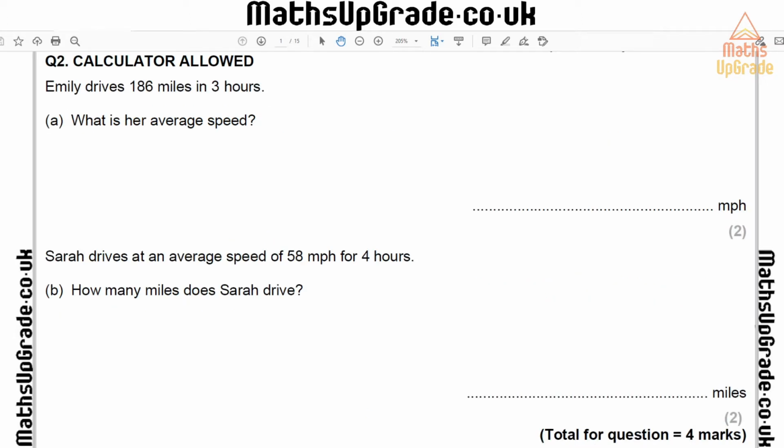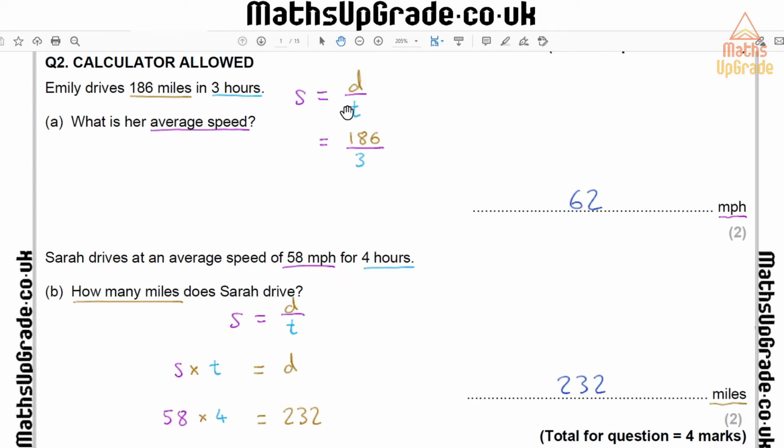Question 2. Emily drives 186 miles in 3 hours. What is her average speed? I've got to work that in miles per hour. And then part B, Sarah drives an average speed of 58 miles per hour for 4 hours. How many miles does Sarah drive? The whole question there is worth 4 marks. For this first part, I'm just going to underline the key information, then use the formula speed equals distance divided by time. Divide those two values, and that will give me 62 miles per hour for 2 marks.